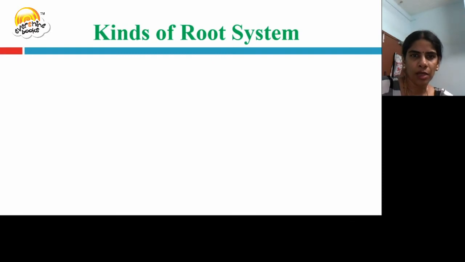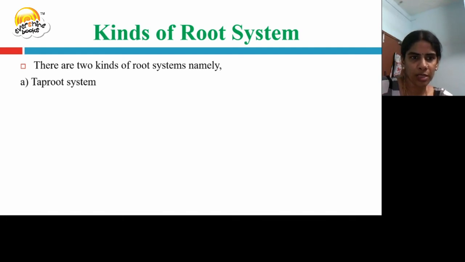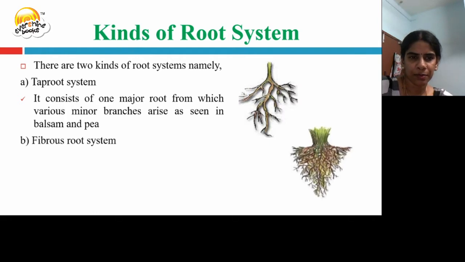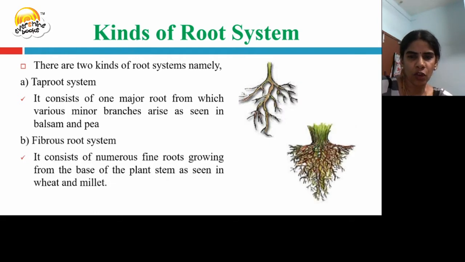Let us now learn about different kinds of root systems. There are two kinds of root systems. Taproot system: it consists of one major root from which various minor branches arise. It is seen in balsam and pea plants. Fibrous root system: it consists of numerous fine roots growing from the base of the plant stem. It is seen in wheat and millet plants.